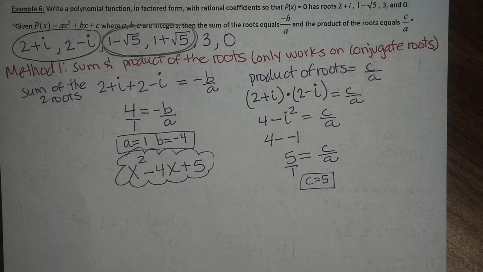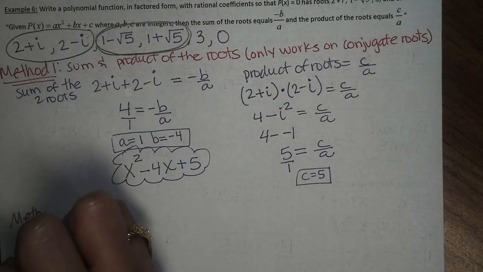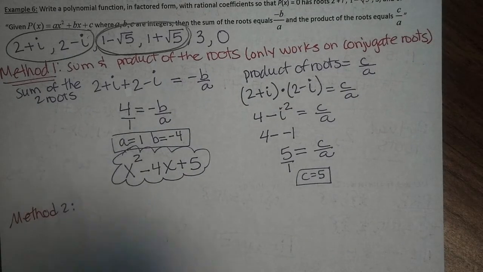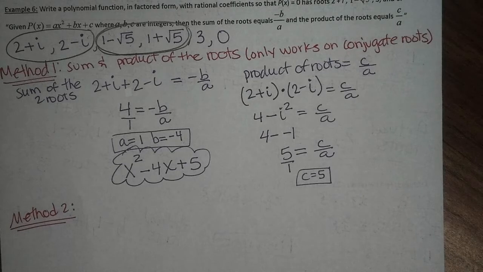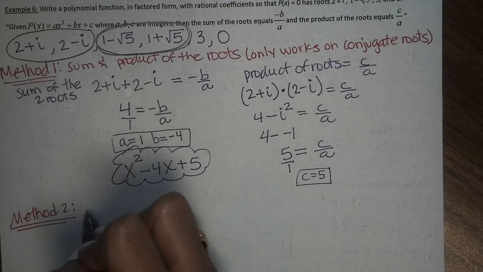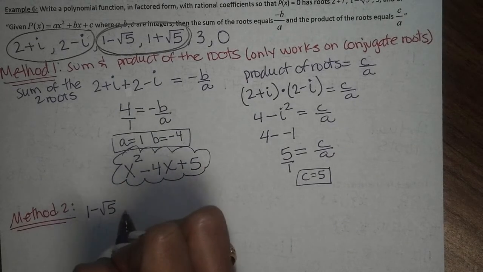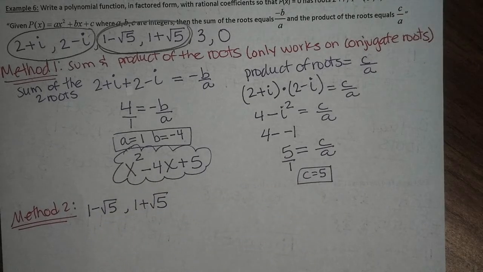What I'm going to do is show you the other method. I don't really use the sum and the product of roots. I use something else, method 2, and it's called the Mr. Erickson method because he taught it to me. So method 2, I'm going to go ahead and use it again. It only works for those conjugate roots, so I'm going to use the 1 minus root 5 and the 1 plus root 5. Since those are two conjugate roots, they come from a quadratic.